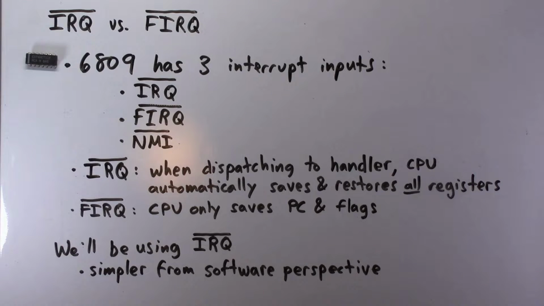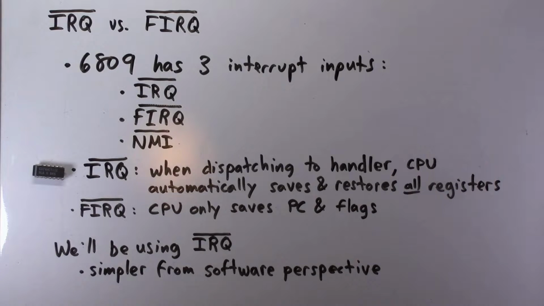One important detail of hardware interrupts on the 6809 is that there are three inputs used to detect interrupt requests: IRQ, FIRQ, and NMI. NMI is the non-maskable interrupt and can be used to notify the CPU of very high priority conditions. We won't be using it in our design.